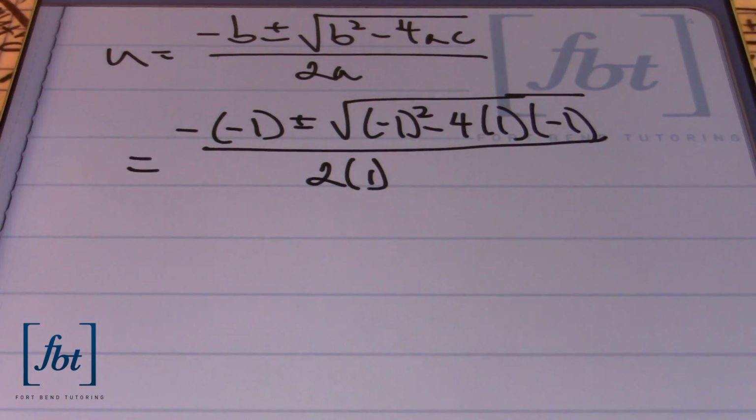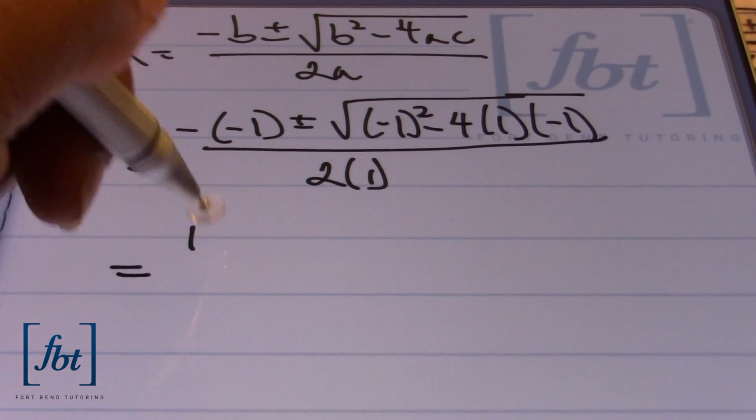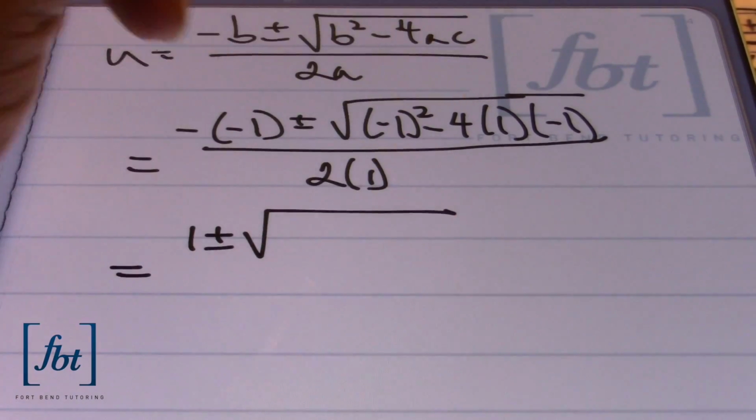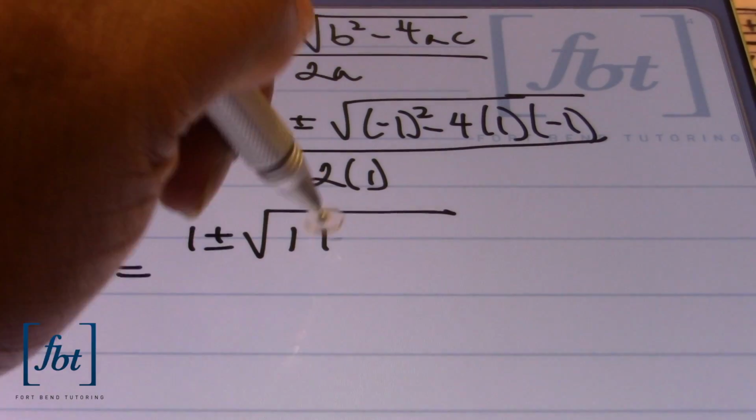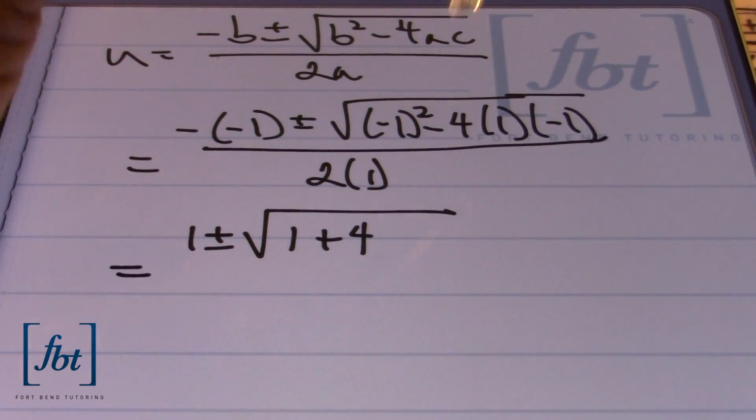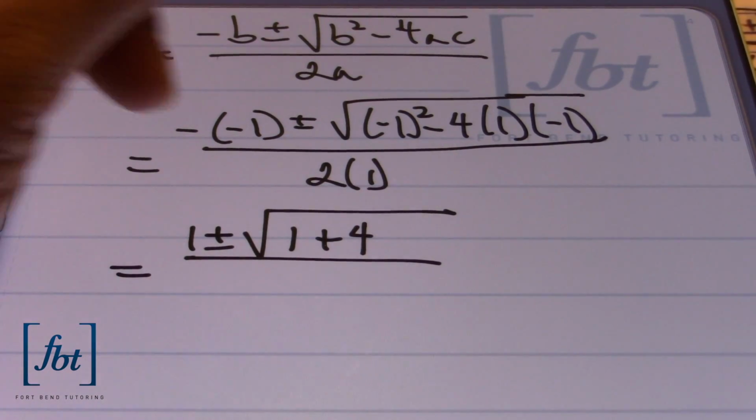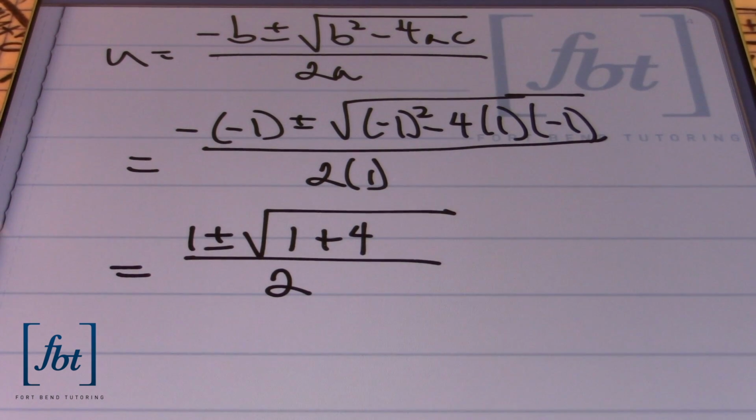1. So then from here, we'll just go ahead and simplify this. So simplifying this, I know that the opposite of negative 1 is positive 1. That'll be 1 plus or minus the square root of 1 plus 4. The result of negative 4 times 1 times negative 1 is positive 4. I know you knew that. And then this is going to all be over 2, the product of 2 times 1.